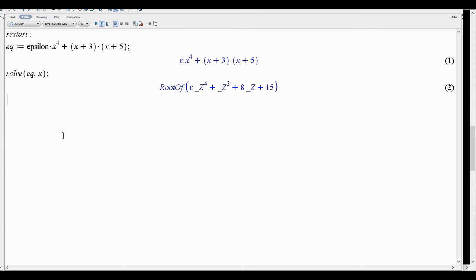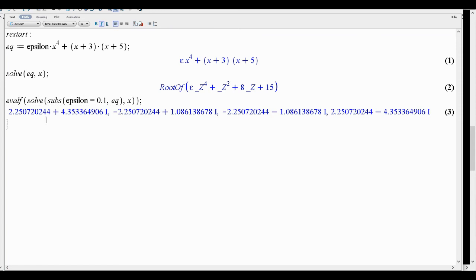However, I can say evalf solve, substitute epsilon equals 0.1 in EQ, x, and now what it will do is it will substitute epsilon equals 0.1 in this equation, then it will solve that and give me a numerical solution. So it should give me 4 roots. Okay, and here they are. So here is a complex root, here is another complex root, here is another complex root, here is another complex root.